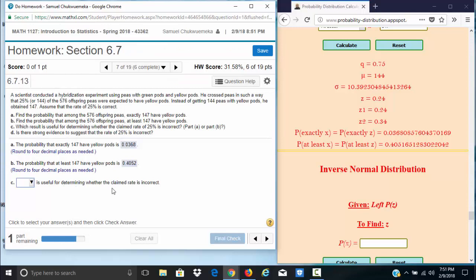Which one is useful for determining whether the claimed rate is incorrect? With probability, we learned that if the probability of an event is less than 5%, the event is likely unusual. So we say the event is unusual. If you look at this, the first probability is less than 5%, actually 3.68%. The second probability is 40.52%, way greater than 5%. So part B is better.